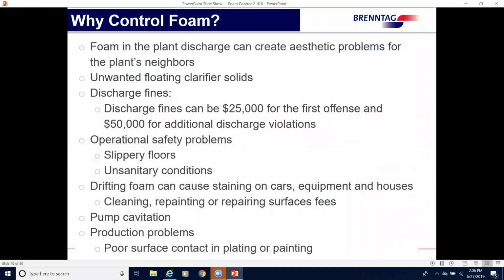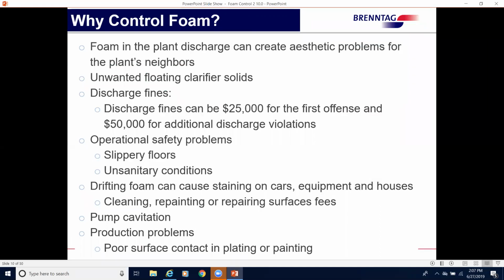So why control foam? There's a lot of reasons that you'd want to do so, but I think one of the top at the list is that it's not aesthetically pleasing. Nobody likes to see foam, and I think a lot of people, when they see it, think that it's a concern. Other reasons: you can get discharge fines, some as large as $50,000. It also causes operational safety problems, such as slippery floors.